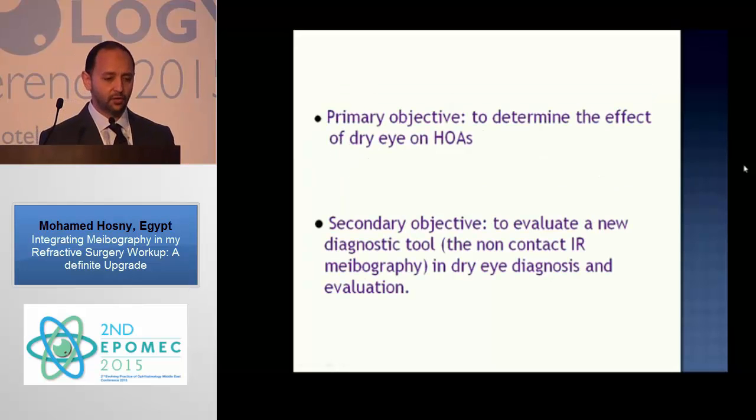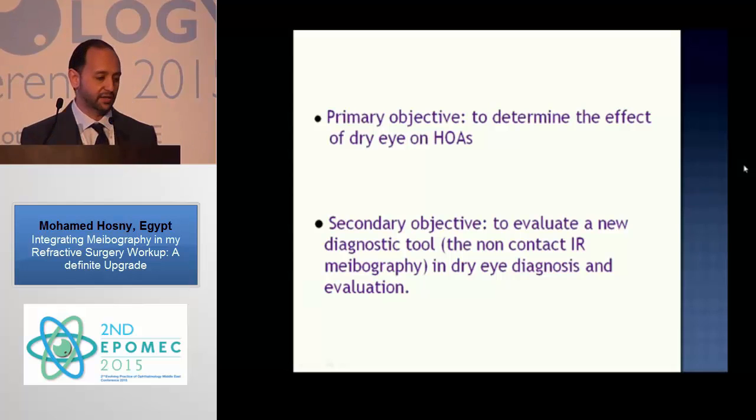So the primary objective of our study was to determine the effect of dry eye on higher order aberrations on patients that did not do refractive surgery. Secondary objective was to evaluate a new diagnostic tool, basically the meibography. We used the meibography on the Cirrus machine.